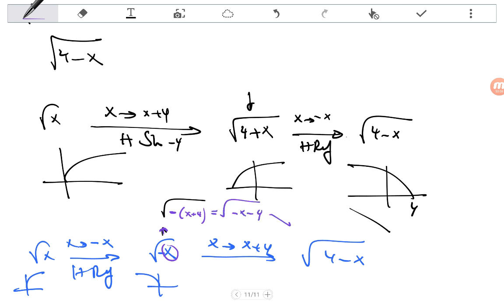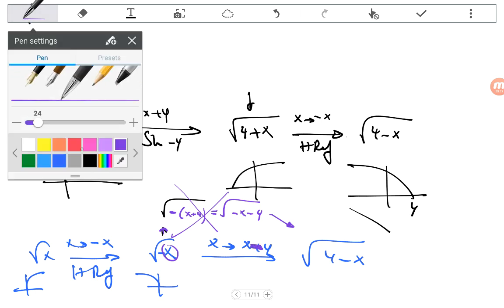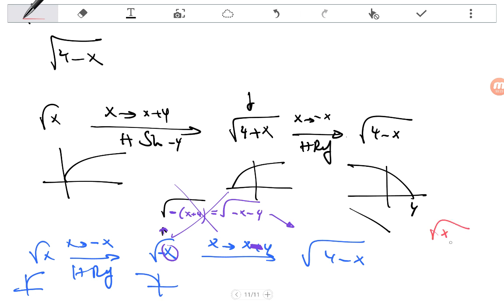Minus x minus, is that what I need? No, so this operation is wrong. Was it the correct one? Minus x minus 4. Let's check it. Minus x, I will just remove the x to be a bracket, which is x minus 4. So that will be root of minus x plus 4. Oh yes, that would be correct. So this is the correct operation.